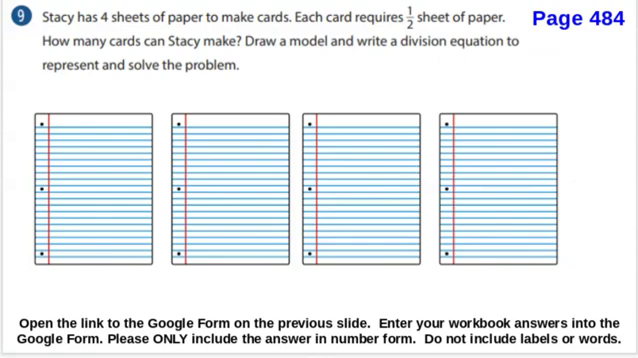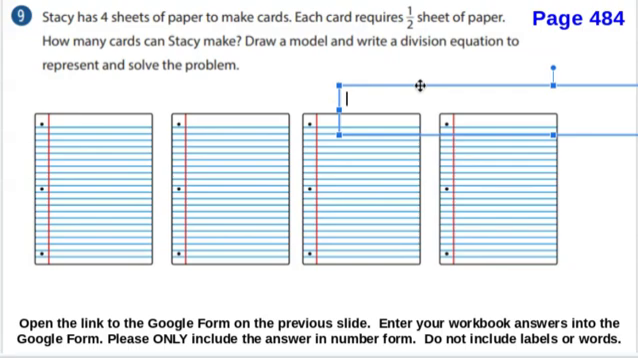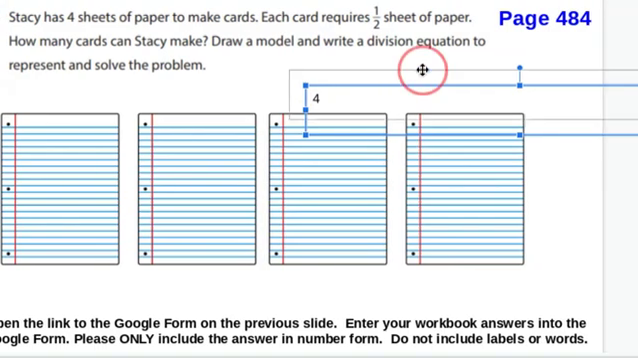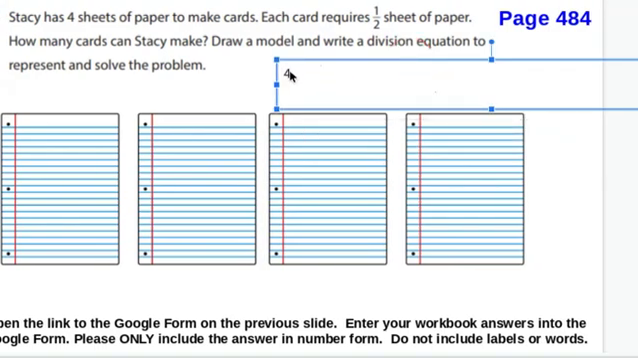Now, in the other problems, we were starting off with a piece of something. A piece of pizza, a part of our garden, part of the programs for the talent show. But in this case, we're not starting off with half a sheet of paper. We're starting off with 4 sheets of paper. So for this problem, I'm starting off with 4 wholes, and I'm dividing those 4 wholes.